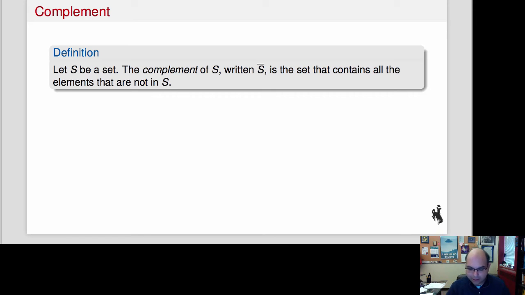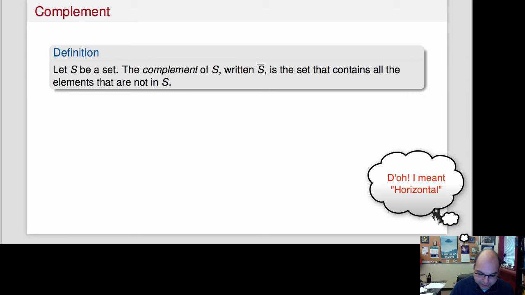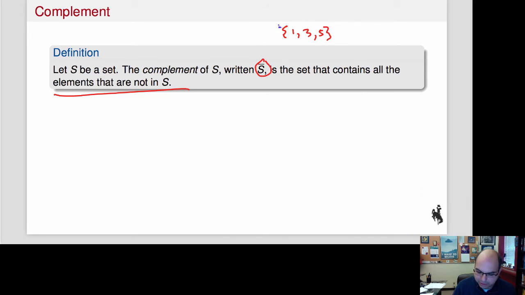And we write complement putting a vertical bar over the set. And what we mean is the set of all the elements that aren't in S. Okay. So for instance, and this actually gets a little tricky, because let's take 1, 3, 5. Okay, so what is the complement of that? Everything that's not in S. Okay, so 2 is there, 4 is there.